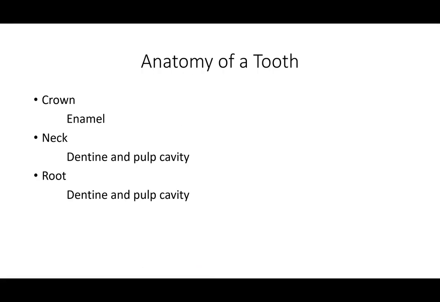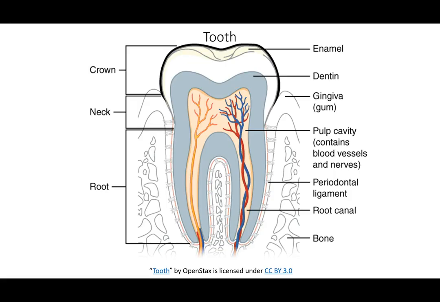So teeth have some different components to them. They're not just like a bone. The crown is made up of enamel, and then there's the neck and root, which are both formed of dentine and a pulp cavity. This is what a cross section of a tooth would look like. We've got that crown, that's the enamel. This is our protective coating on the outside of the tooth. Enamel is very strong, but it can still be cracked or broken and damaged by other things.